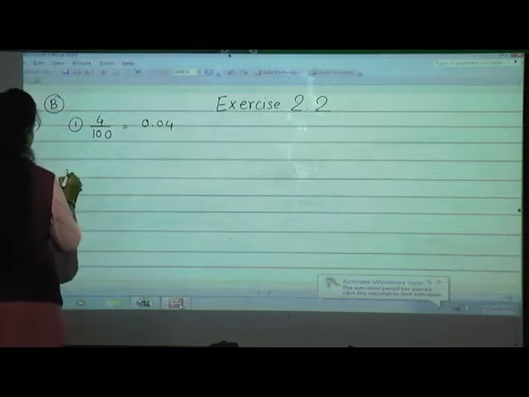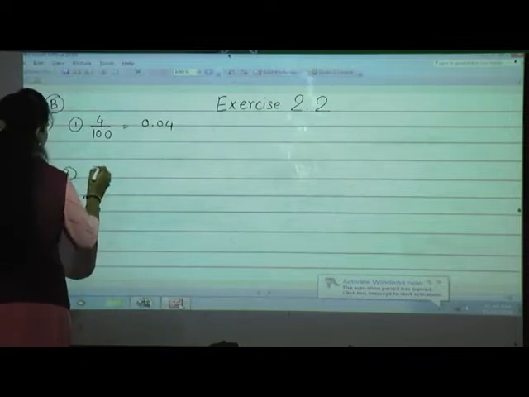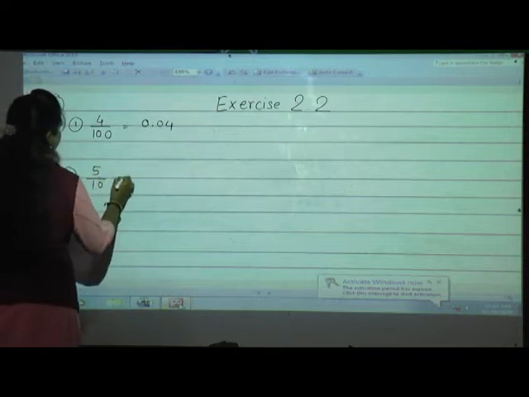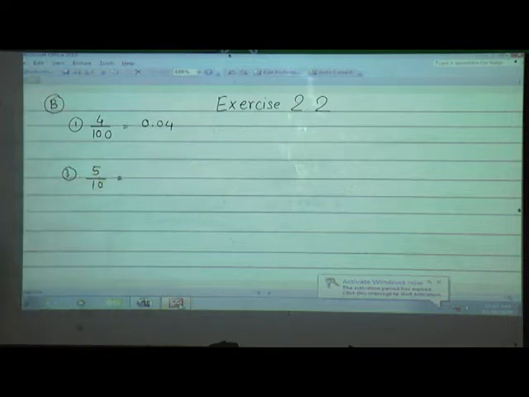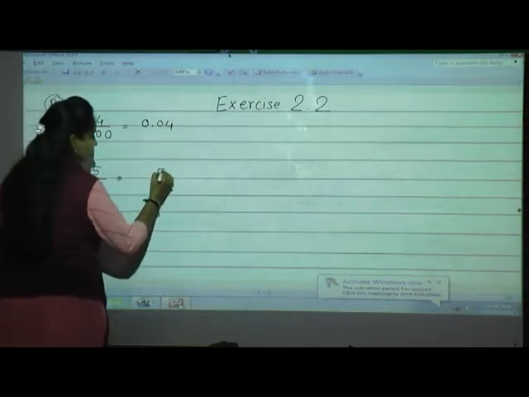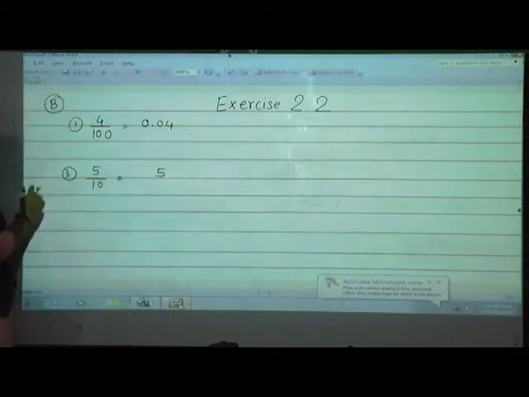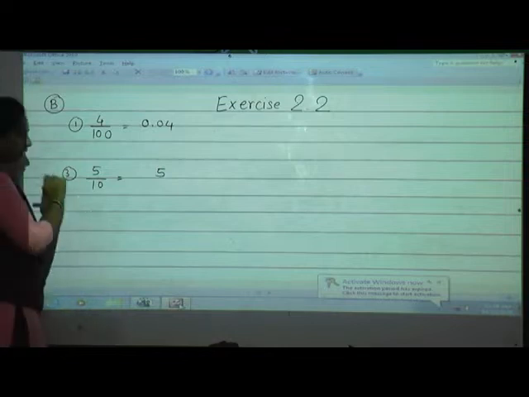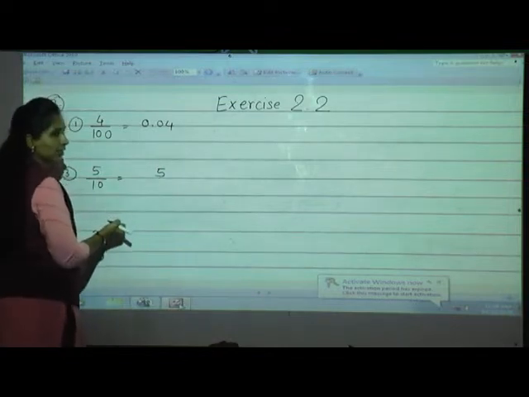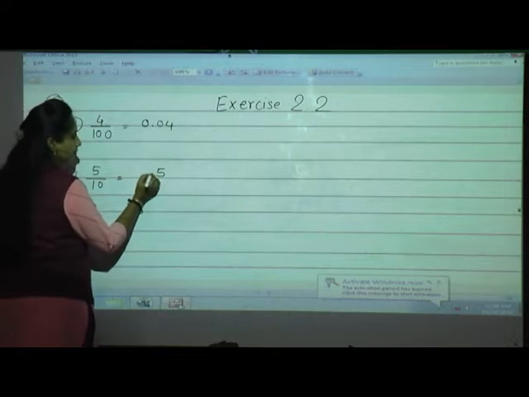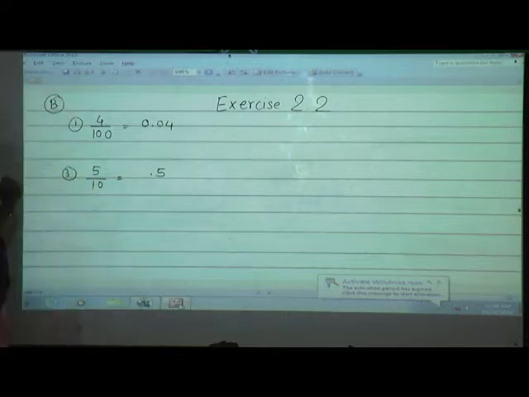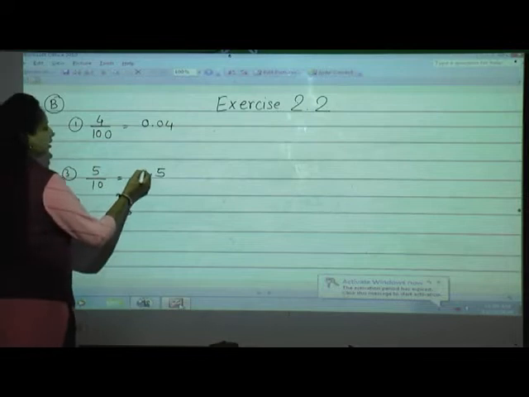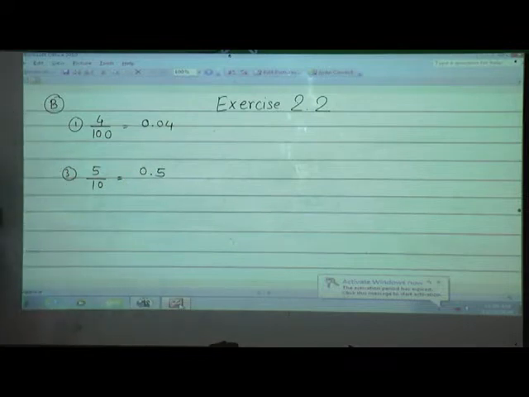Now third one I will take. 5 upon 10. Now see this question, 5, 10. So write numerator as it is first, then see the denominator. Denominator is 10. 10 is 1 followed by 1 zero. So after 1 digit, place the decimal point, then 0. Okay.